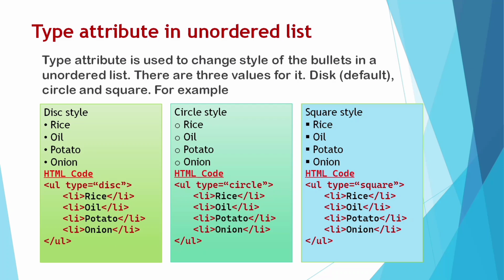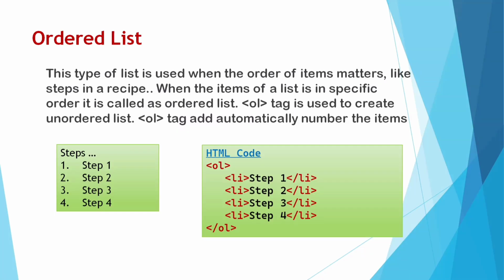And remember, an unordered list cannot be reversed. Suppose my list is starting with rice and ending with onion. We cannot directly display the list from onion in an unordered list, because it cannot be reversed. We just have to manually change the items.